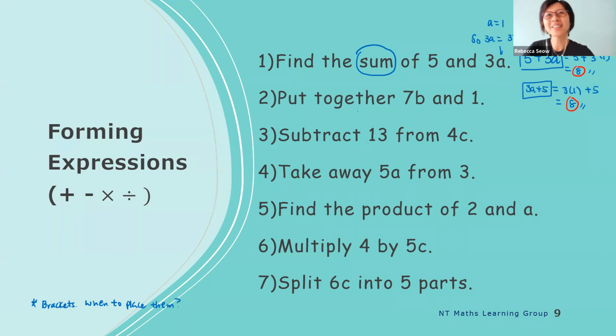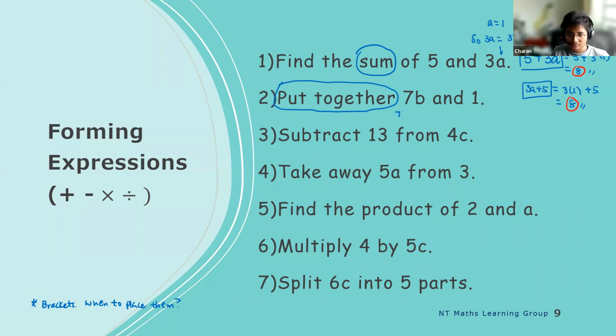Okay, so let's take a look at question 2 first. Put together 7b and 1. What is the word that stands out? Put together means add. So what would our answer be? 7b plus 1, or we could write it as 1 plus 7b. Okay, good.